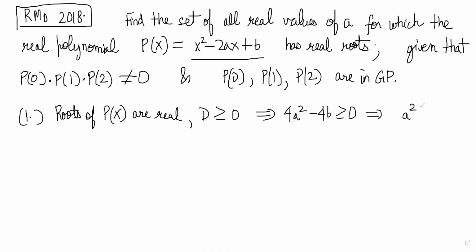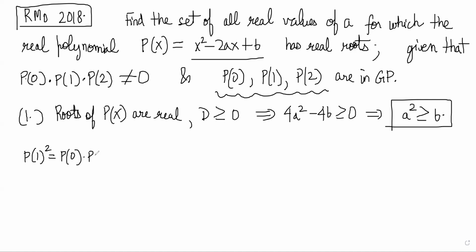Or basically that a square is greater than or equal to b. This is the first condition. And now we look at certain cases, trying to understand what happens if P0, P1 and P2 are in GP. So first of all, you should have P of 1 square is equal to P of 0 into P of 2. So P of 1 is actually (b plus 1 minus 2a) whole square, is equal to P of 0, which is b, and P of 2, which is b plus 4 minus 2a minus 4a.